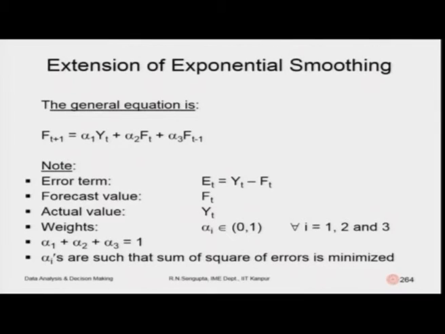The error term is basically the difference between y t and f t. The forecasted value, as usual, is f suffix t for whichever time period, and the actual value is y suffix t for that time period. Here alpha 1, alpha 2, alpha 3 are the weights and their sum is 1, as I have already mentioned, and the alphas are such that the sum of the squares of the errors is minimized. Obviously, you can continue this problem in the context of adaptive exponential smoothing also, where you have alpha 1 suffix t, alpha 2 suffix t, alpha 3 suffix t, and beta would also be there.